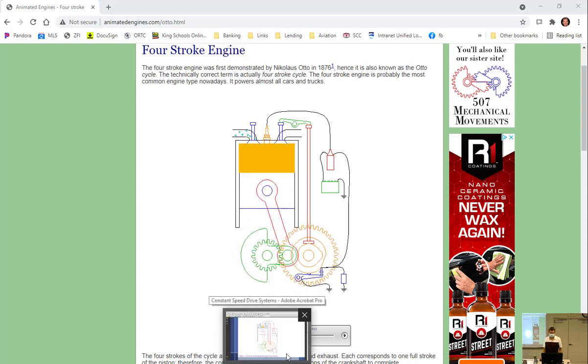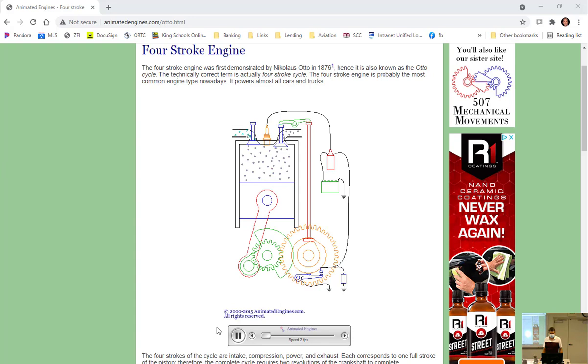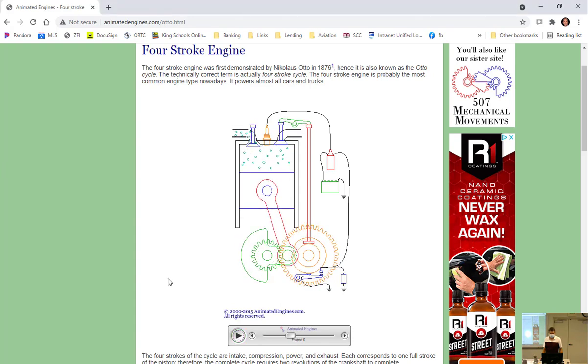Hang on. We'll get it and we'll stop it. So you stop there. Here we go. Okay, so right now the piston is on its way down. It is creating a suction like a big syringe. It is sucking in fuel and air. This valve is opened up. That is the intake valve.